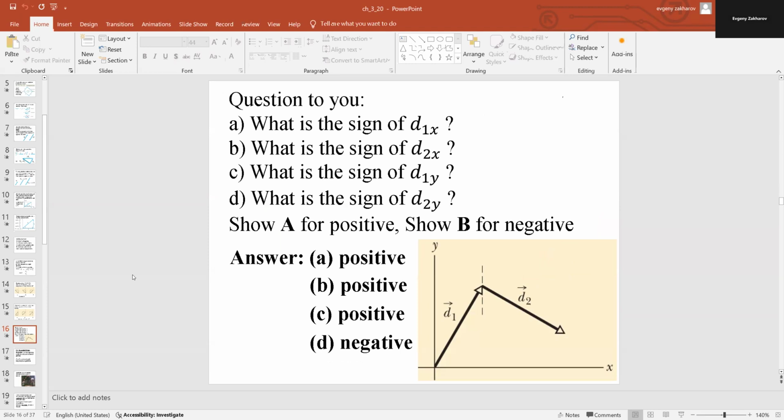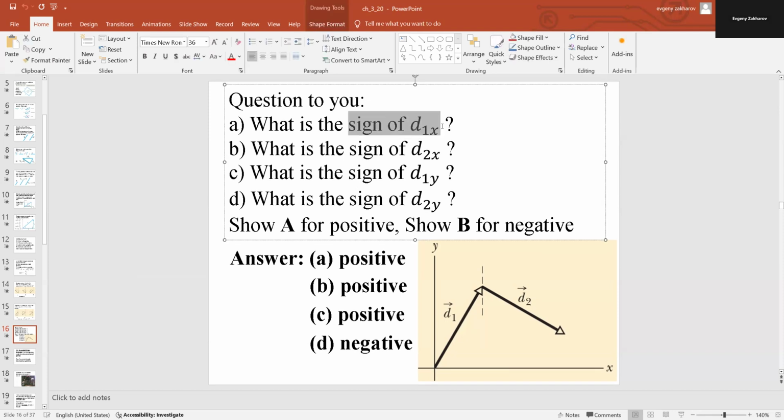Okay, so this was direction. Do not forget that you have to keep track of the sign. Is it a positive component or a negative component? Let's take a look at two vectors, d1 and d2.